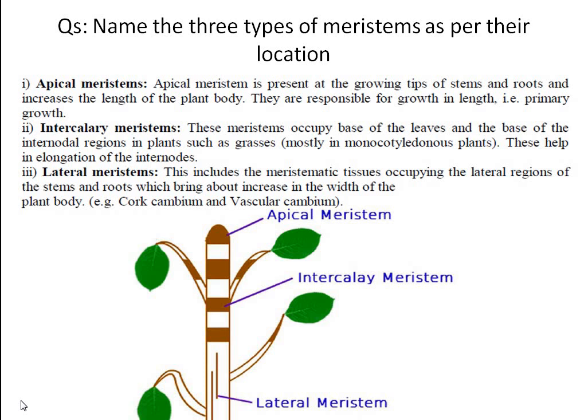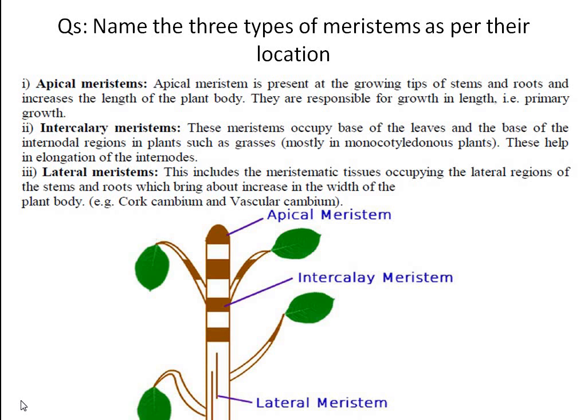According to their position, according to their location, where it is placed in a plant, the meristems are divided or categorized into three groups. They are apical meristem in the apex of the plant, intercalary meristem. Intercalary meristem is near the nodes of the plant. Lateral meristem are the lateral side of the stem.